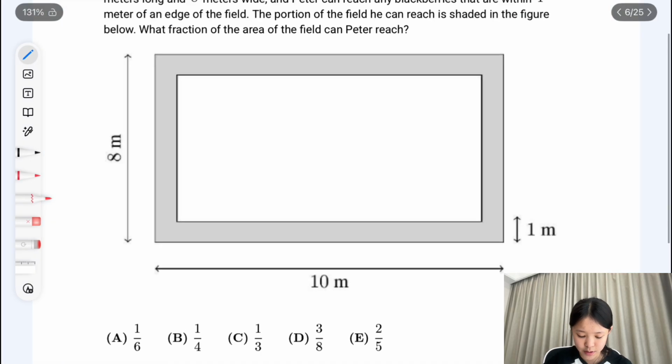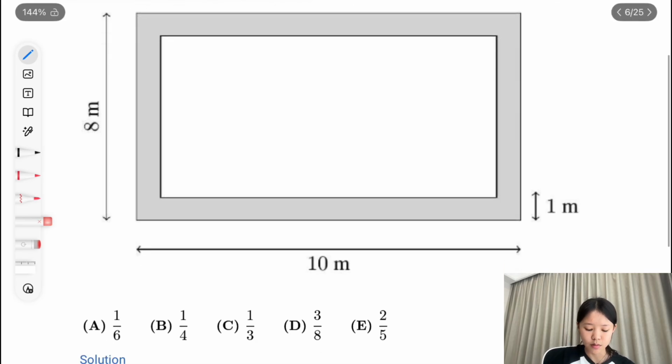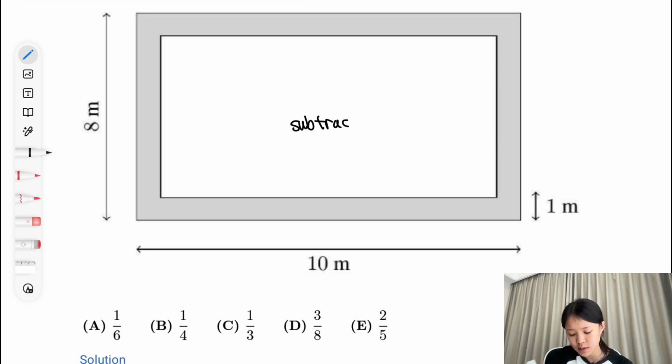So when you see this image, if we were going to calculate the shaded area directly, we would likely need to calculate 4 different areas. That's pretty time consuming, especially for the AMC 8. So if you see this as a whole, and you see the middle part as the part that you're subtracting, that makes it a lot simpler, because you know that on the left side you have 1 meter, and on the right side you have 1 meter, and the same for the top and the bottom, right?